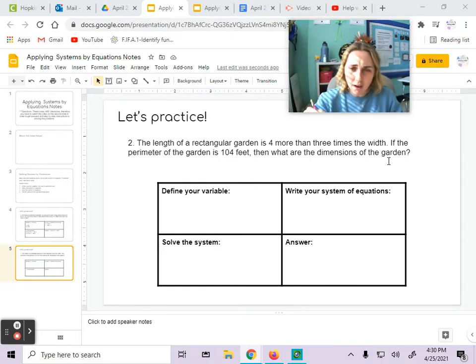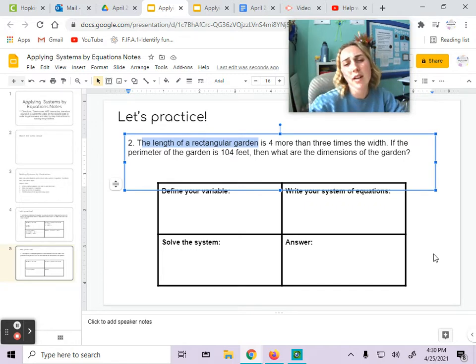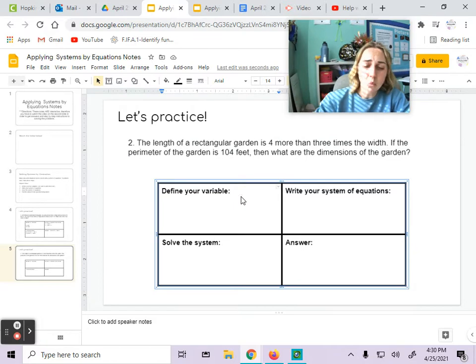All right, let's go. So what it says right here is the length of a rectangular garden is four more than 3 times the width. If the perimeter of the garden is 104 feet, what are the dimensions of the garden? All right, so I need to find my variables. Usually I would use x and y, but when you use length and width, usually you see an L for length and W for width. So I'm going to go ahead and use those variables for this problem.